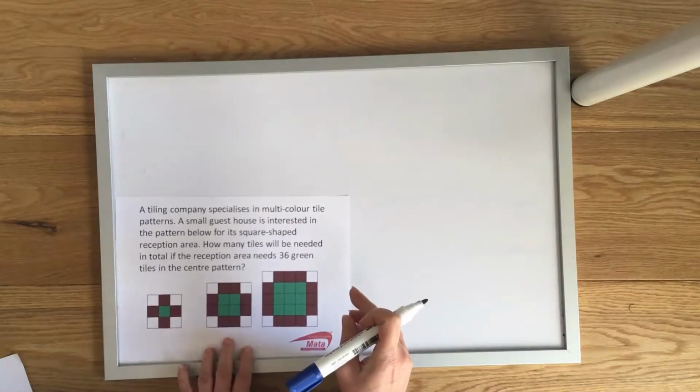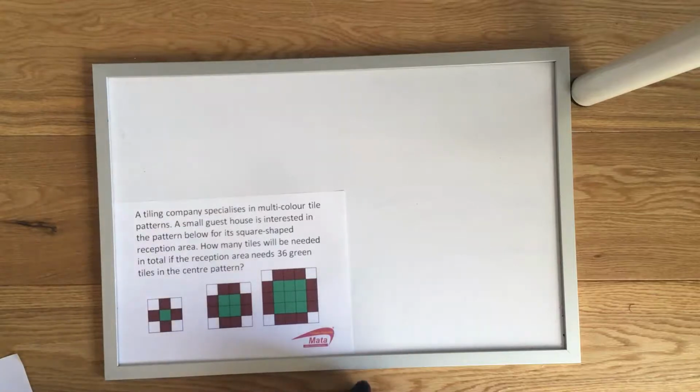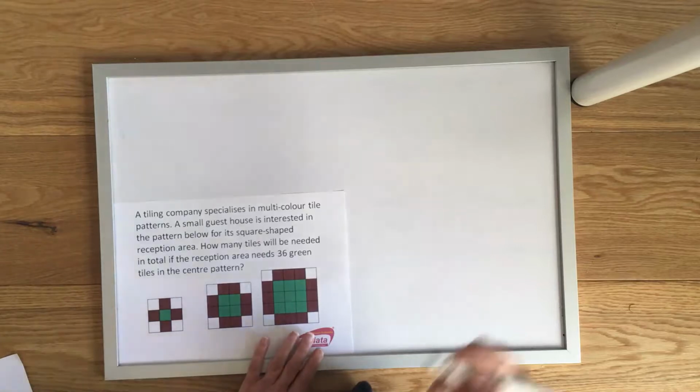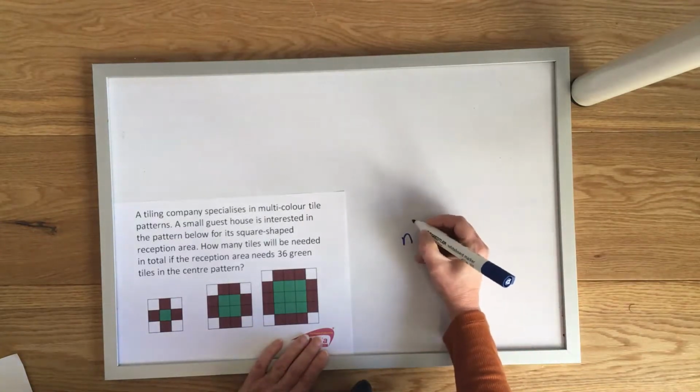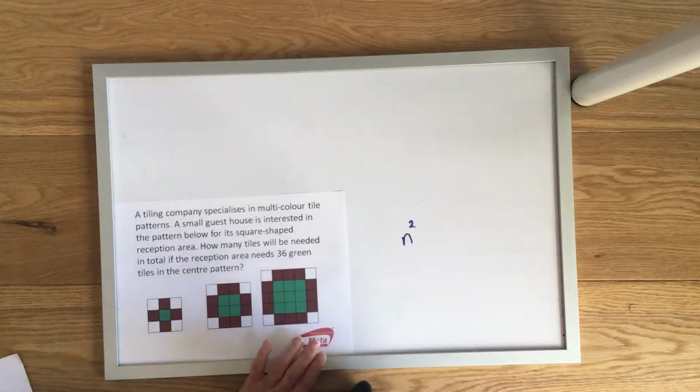And finally, the question, the puzzle at the end. So, Tile & Company specialises in multicoloured tile patterns. A small guest house is interested in the pattern below for its square-shaped reception area. How many tiles will be needed in total if the reception area needs 36 green tiles in the centre pattern? So initially we need to just look at that green tiles pattern in the centre. Initially we have 1 square, then we have 2 squared, 4, then we have 3 squared, is 9. So in our pattern that we're looking for, we'd expect there to be n squared.